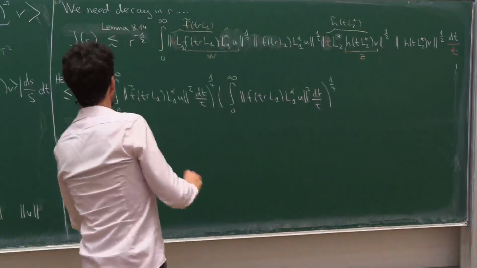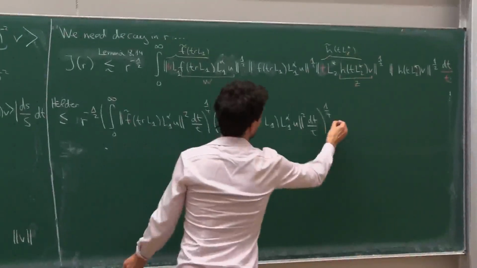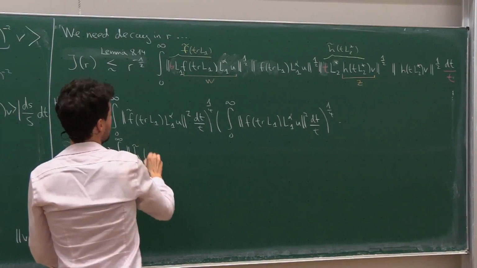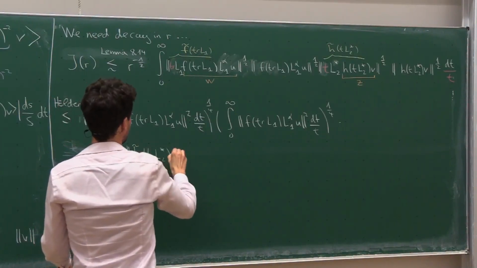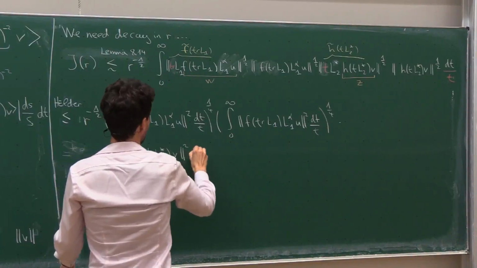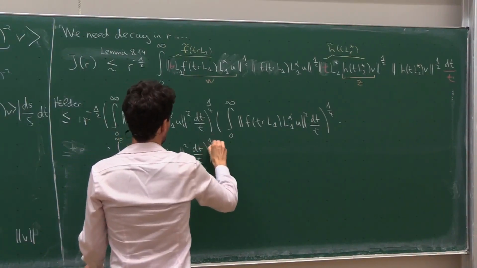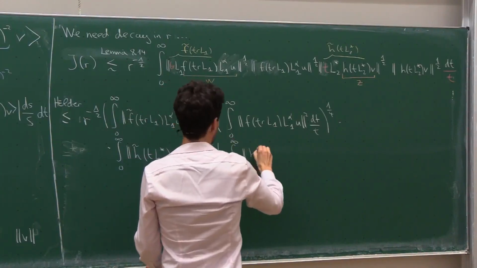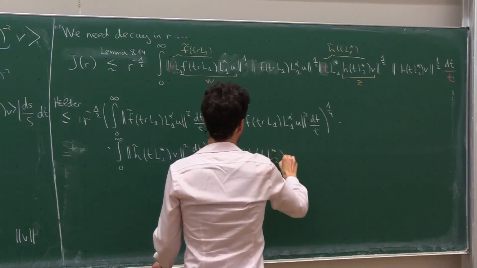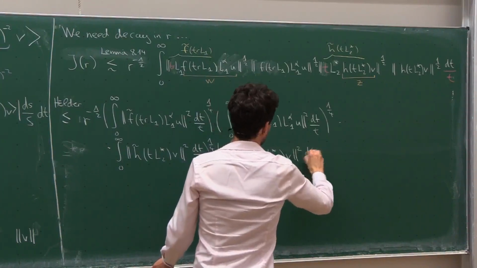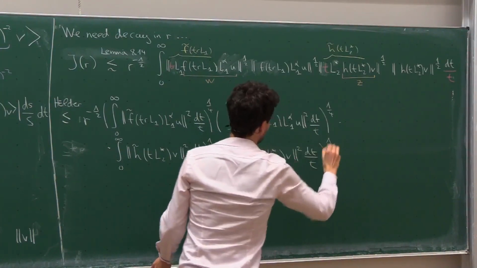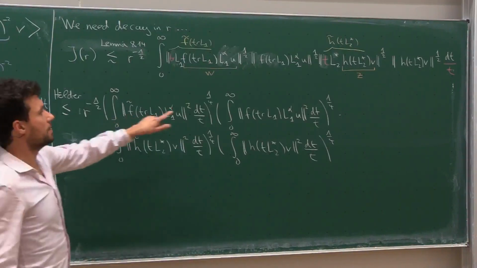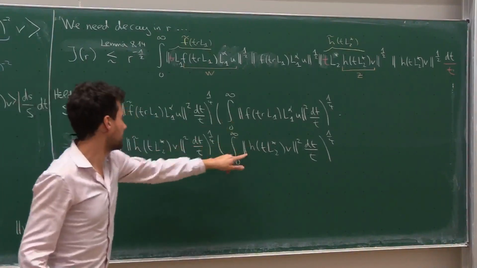And then I need 2 more terms. So I'm getting the same thing with the f, with the h. So it's h tilde of t L2 star of v squared dt over t, 1 over 4, and then it's the integral of just the plain h. Right, and now you see quadratic estimate, quadratic estimate, quadratic estimate, quadratic estimate.